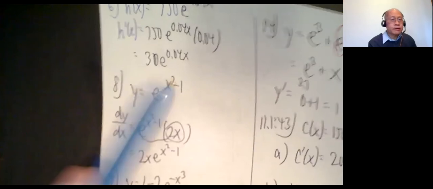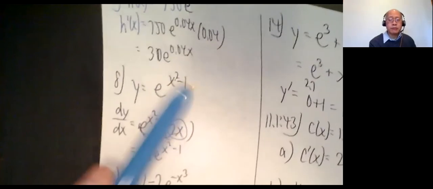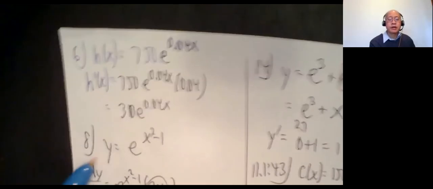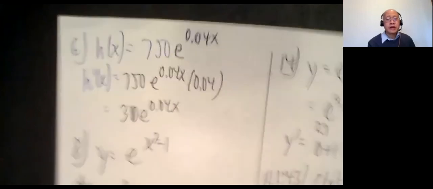So even though you have an exponential function, if it's not just x up here, the derivative isn't the same thing. You have to remember to multiply by the derivative of the exponent that's floating up there. Like over here, you have to multiply by the derivative of 0.04x. Okay. How about number 8?